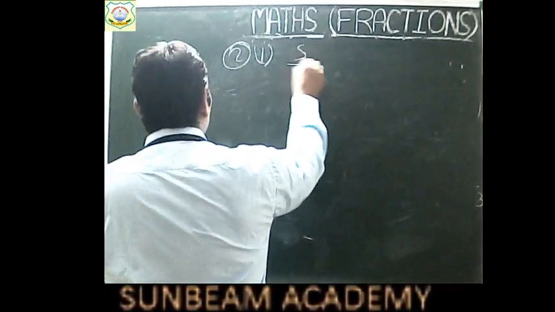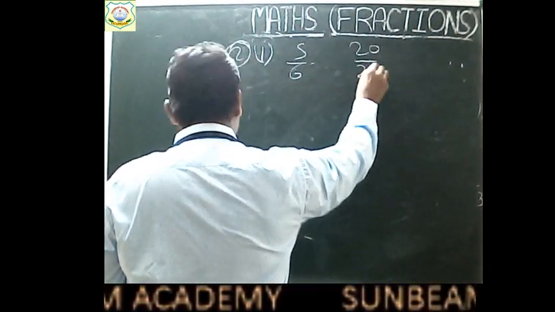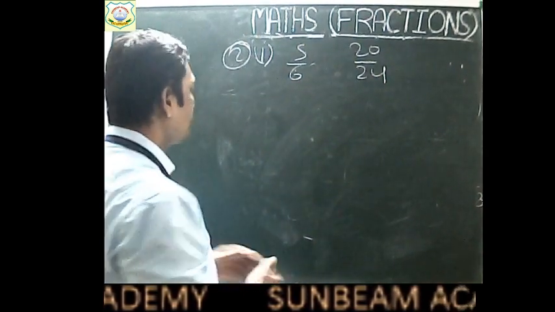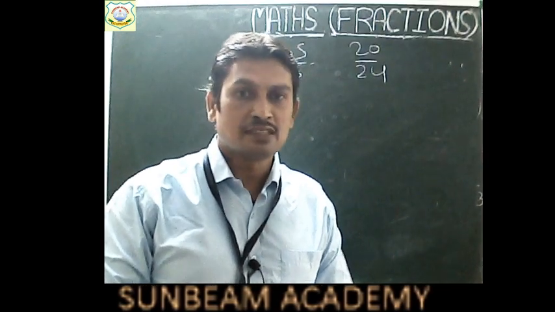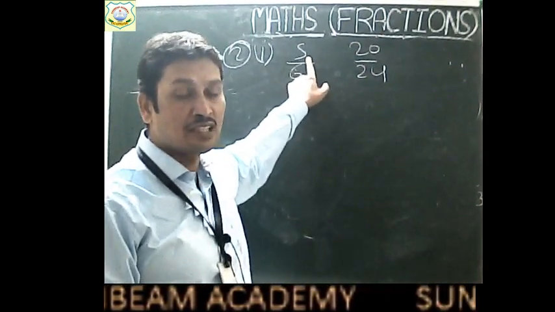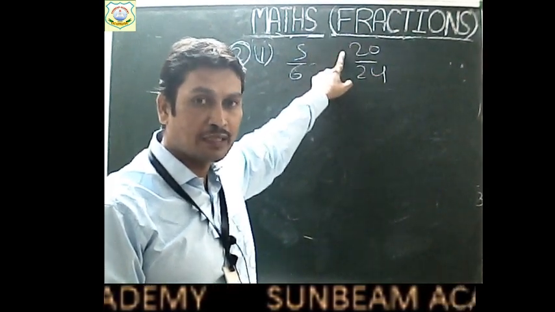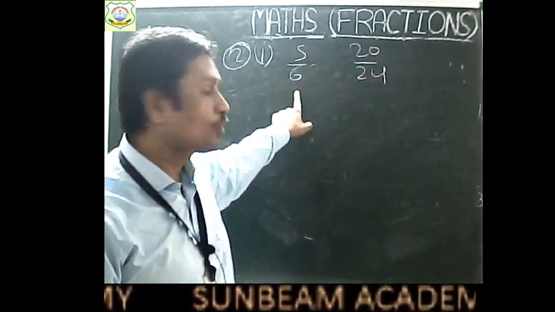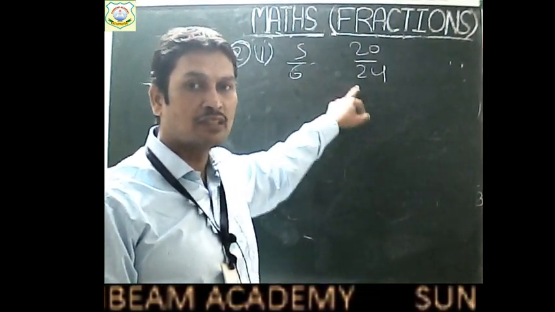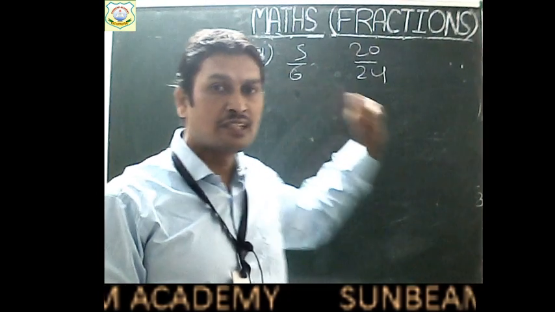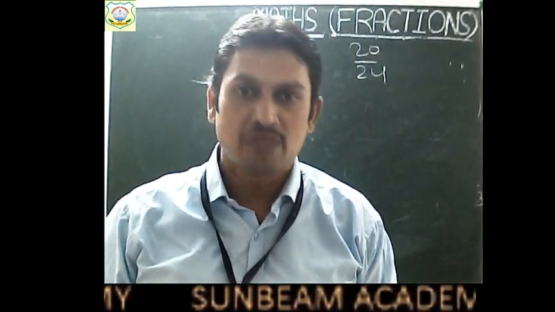Suppose in question number 2 we have to solve the first part. First part is 5 by 6 and 20 by 24, right children? See if they are equivalent or not. So children, see here numerator 5 is increased how many times? It is increased 4 times. 5 times 4 is 20. Then denominator 6 must also be increased 4 times. So 6 times 4 is 24. So you can see both numerator and denominator are increased 4 times only. So it means both are equivalent fractions.